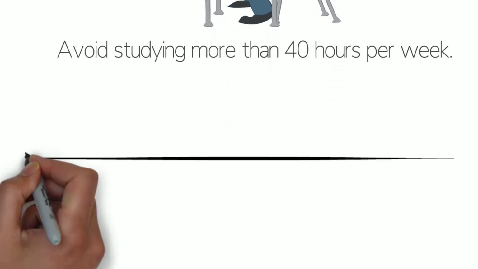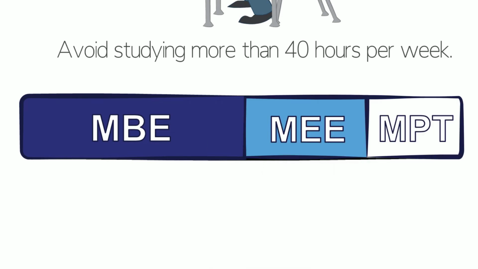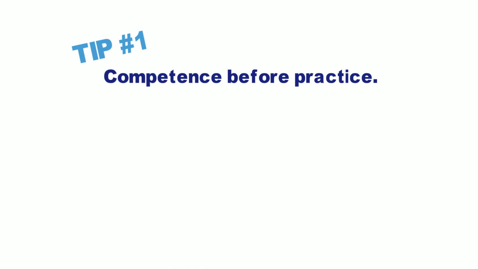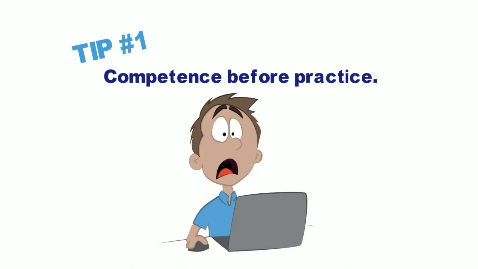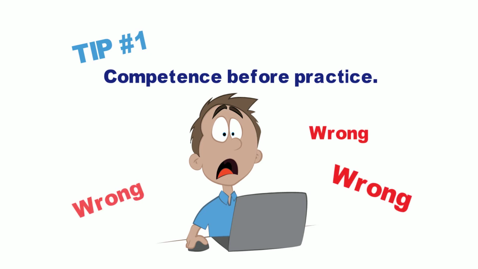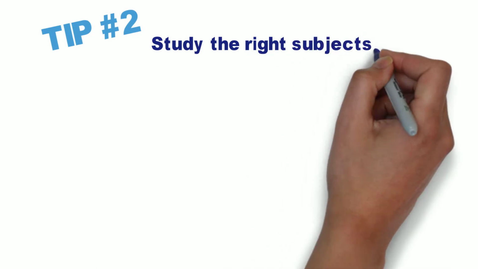Now let's dig into each part of the UBE. We'll talk about the MBE now in this video and address the MEE and MPT in follow-up videos. MBE tip number 1, competence before practice. There is nothing that will stress you out more than doing practice questions prematurely and getting demoralizing score after demoralizing score.